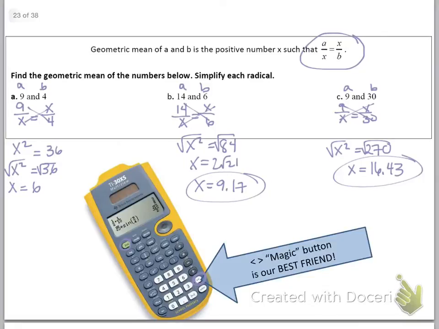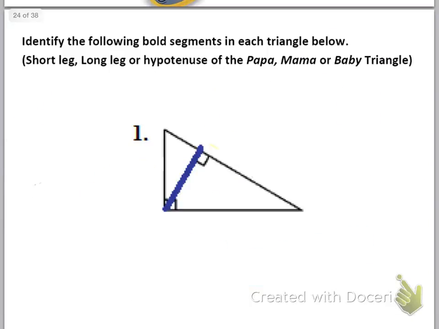Okay, and you'll see why I'm showing you guys the geometric mean. It's going to be like a comparison. It's a proportion. We're going to be setting up the proportions of our mama, papa, and baby triangles in a second. Okay, so identify the following bold segments in each triangle. If it's short leg, long leg, hypotenuse, of which triangle?